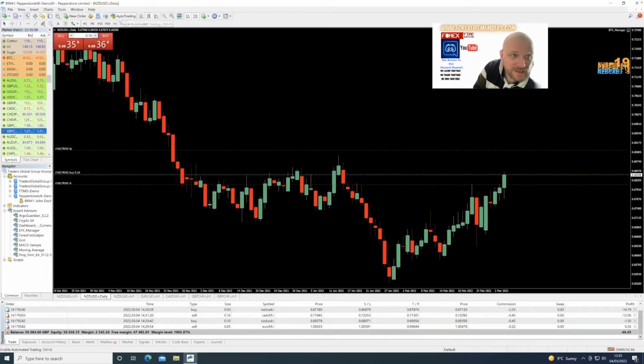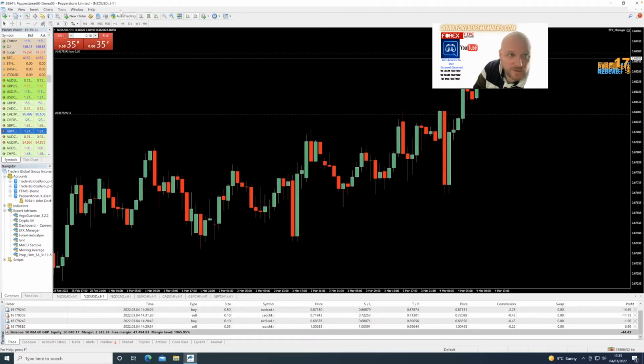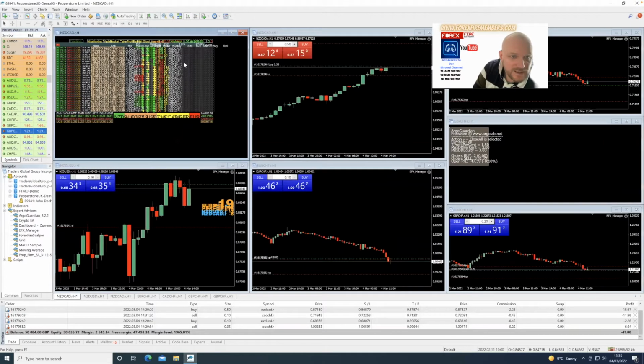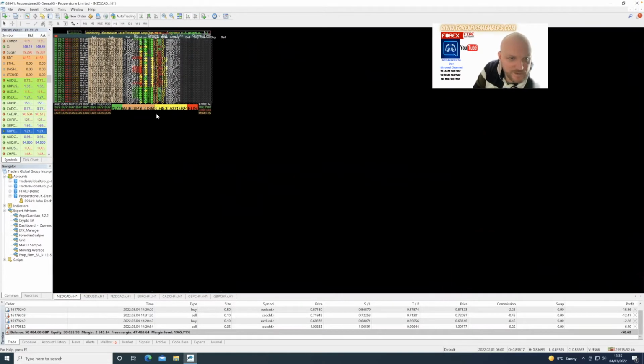So NZD USD, I'll take that back down to 1 hour. Okay, NZD USD. The USD is starting to gain a bit of strength from where it was before. NZD's been pretty strong all day, to be fair. Euro just been on the floor all day.